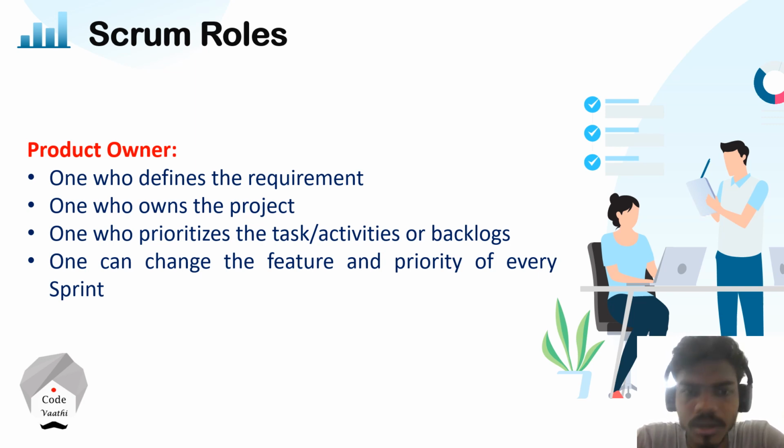Product owner is the one who can change the requirement and priority every sprint. Basically, people are not allowed to change the items or the tasks which are taken for the current sprint, but the product owner can change the priority or even the feature requirement which is in the product backlog.